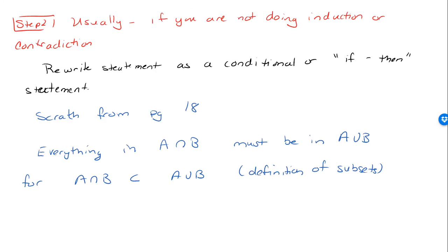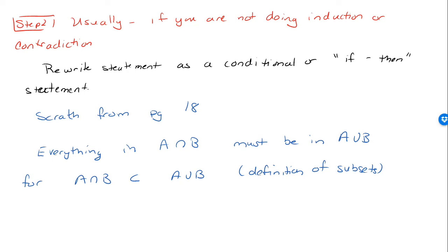Okay, step 2. If you're not doing induction or contradiction, where you have a set plan to do something a certain way, like I did yesterday, the second step is always to rewrite the statement as a conditional or if-then statement. From page 18 of the book, the definition of set containment, which they said in words, is that everything in A intersect B must also be in A union B. That's their exact wording from page 18. That's the definition of subsets, written in words.